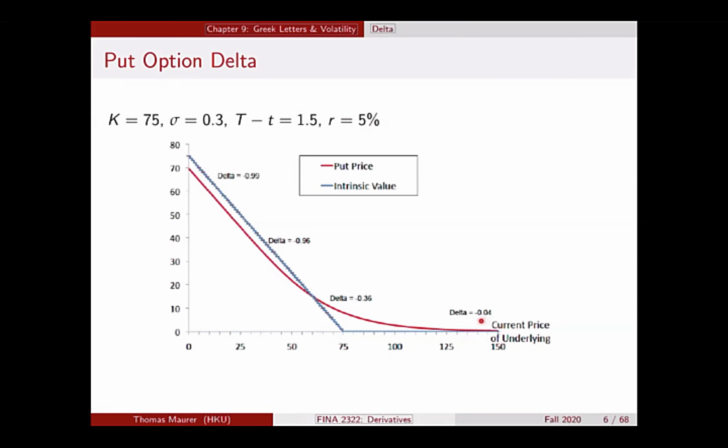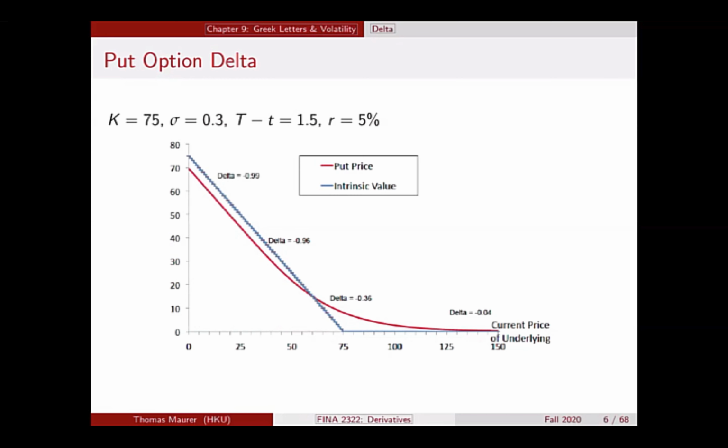On the other extreme, if you're very deep out of the money with that put option, then it doesn't really matter how much the underlying price changes. I know for sure I'm never going to be in the money. To replicate that put option, I don't have to buy or sell any stocks at all. And so there's no exposure of the put option to changes in this underlying price, and therefore delta is 0. Anywhere in between, you don't know exactly whether you want to exercise that option or not, and so your risk exposure is somewhere between -1 and 0.